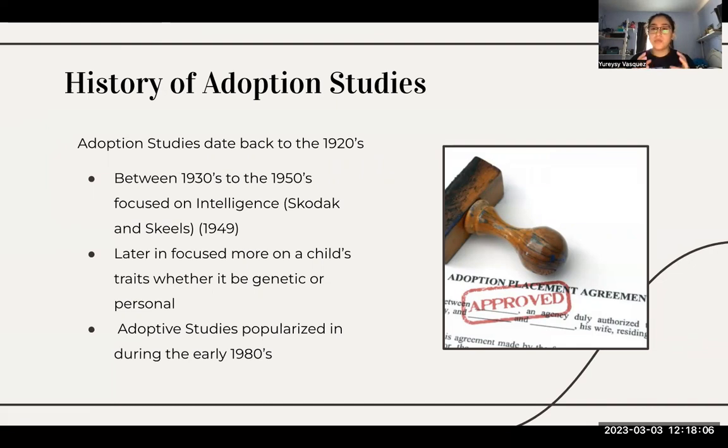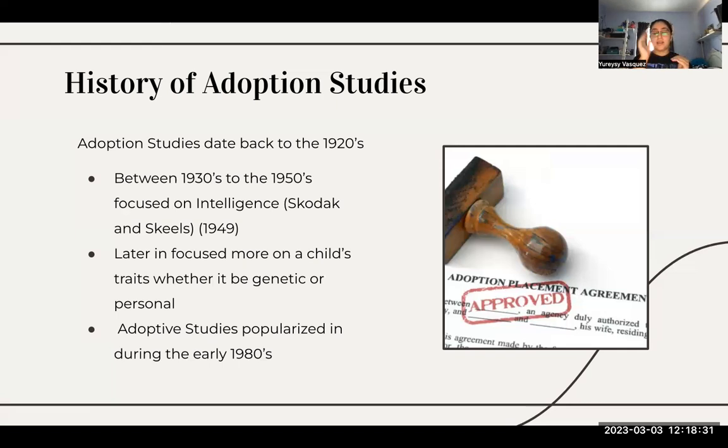But back then there wasn't really a focused end. They didn't know what they wanted to look for. It was more just different things instead of focusing on one main point. And that was in Sweden. Around the mid 1930s is when adoptive studies were being done in the United States. So between the 1930s and 1950s, these studies focused on intelligence.